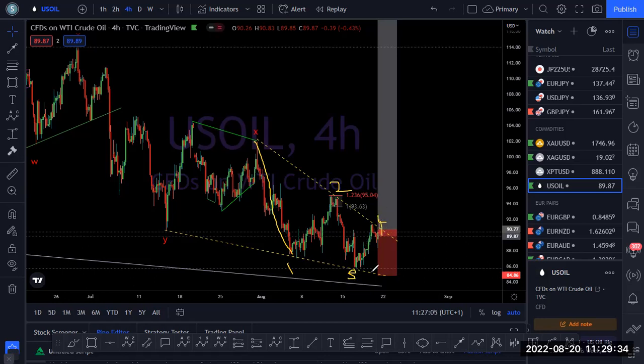Then wave 5 is expected to end a little below this level. That's somewhere here, where we expect wave 5. But if it goes far lower than this level, if it goes far lower than this wave 3, then it's no longer any diagonal. It's something else. So now, how do we trade it?